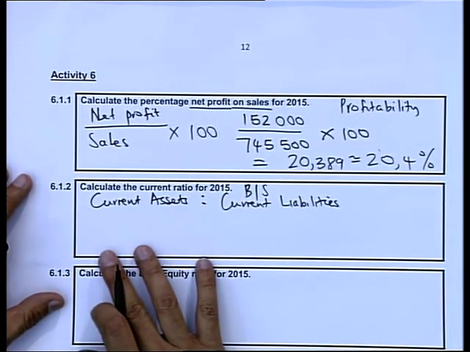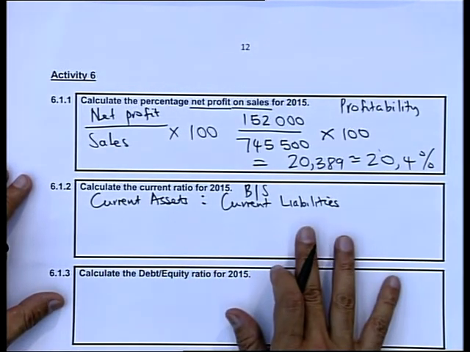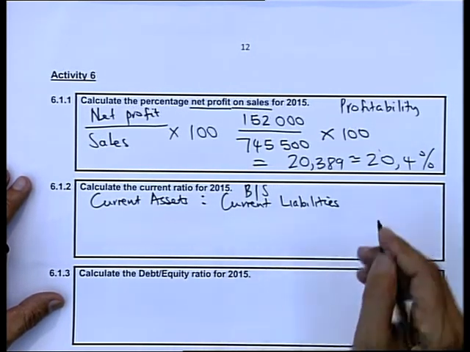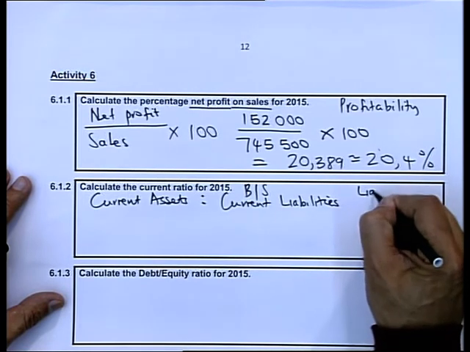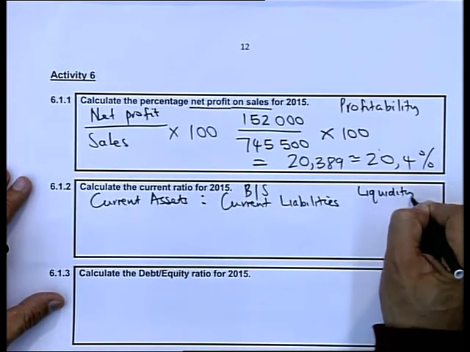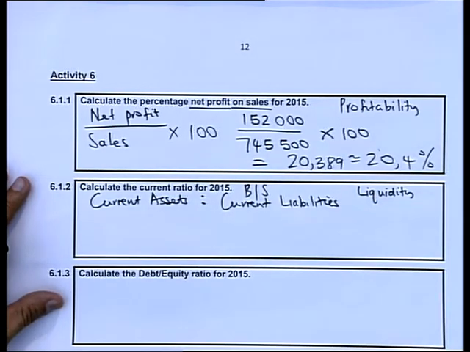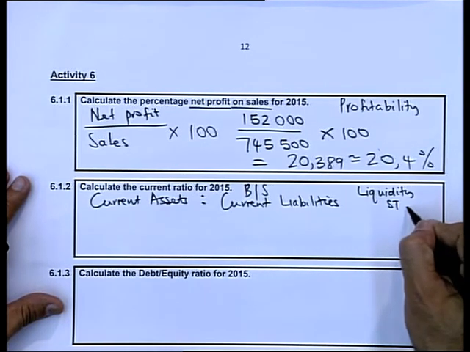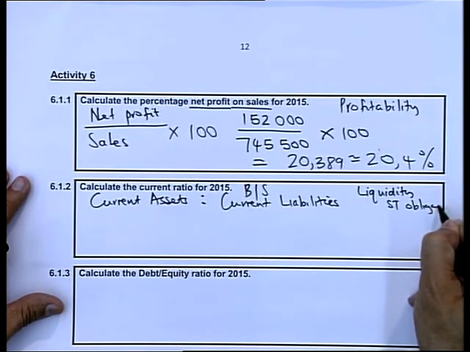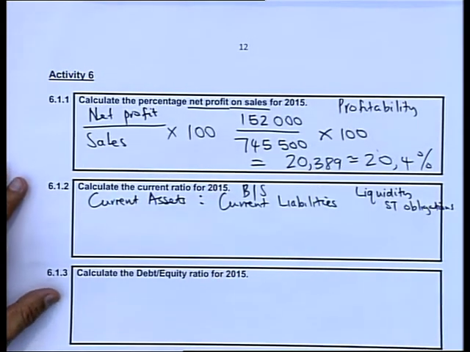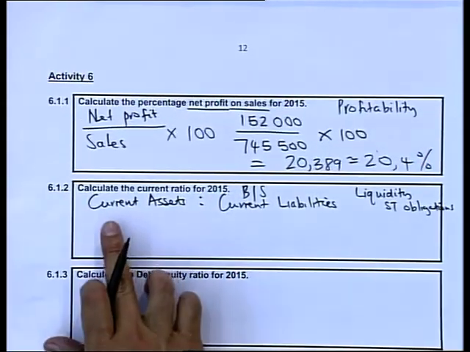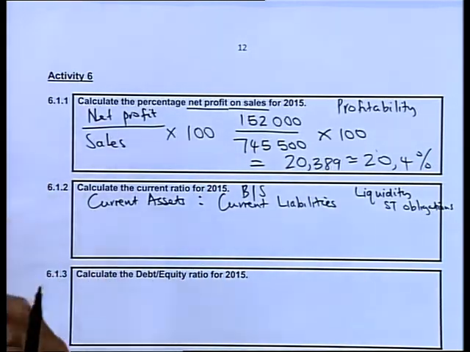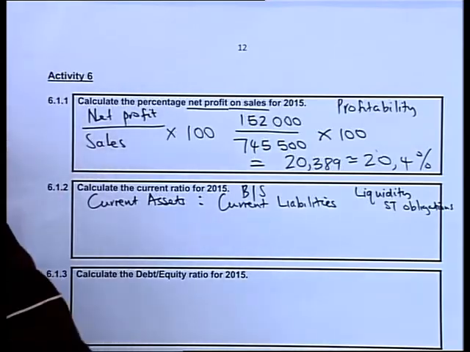So we look for the current assets for 2015, we look for the current liabilities for 2015, and then we express it as a ratio. And this particular ratio has got to do with the liquidity of a business. Okay? In other words, how liquid are they? How will they be able to settle their short-term obligations? That's what that ratio is all about. Okay? So once again, quickly, current assets is to current liabilities. And I said we get that information in the balance sheet.